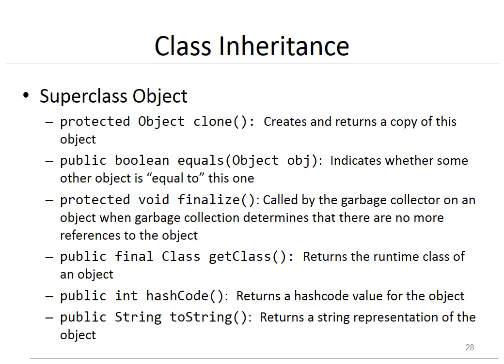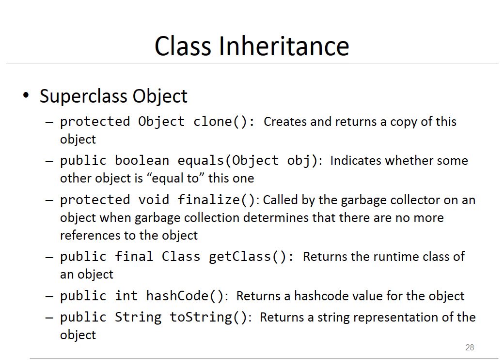As already mentioned, all classes in Java descend from the class Object. This class has various methods, which you can see listed here. The clone method creates and returns a copy of an object. The equals method indicates whether two objects are equal. The finalize method is called by the garbage collector on an object when garbage collection determines that there are no more references to the object. We will come back to this later.